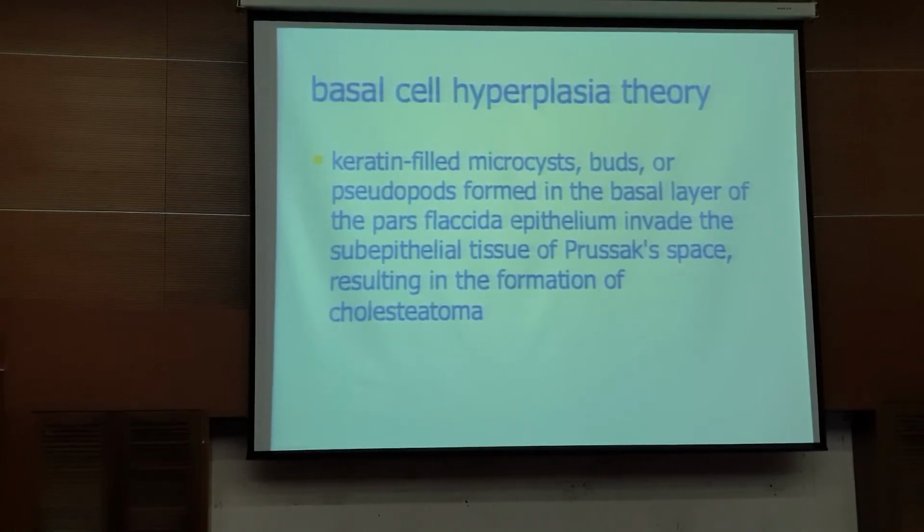So Dr. Farhana, what are the boundaries of Prussak space? Imagine the coronal section of CT scan. Laterally is a scutum. Okay, very good. Medially? Neck of malleus. Anteriorly is supposed to be the neck and the head of malleus. Superiorly is continuous to the tegmen, and inferiorly it is open. Okay, so that is Prussak space.